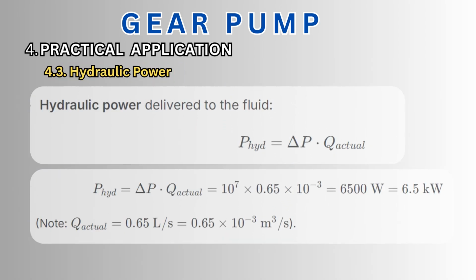Hydraulic power is an important characteristic of the pump because it is determined by the product of the flow rate and the pressure difference. Therefore, after calculation using SI units, the hydraulic power is 6,500 W, or 6.5 kilowatts.